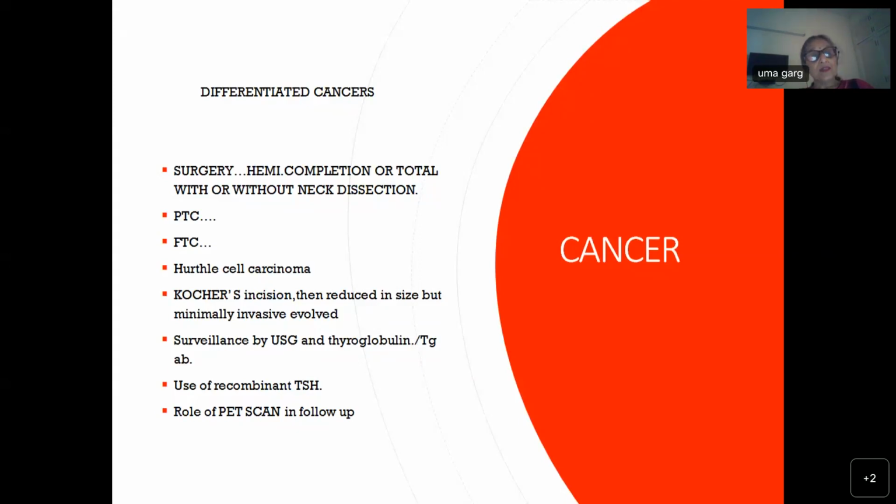Hurthle cell carcinoma is another variety, and during today's talk we cannot have a detailed discussion about the surgical part. I will just give an outline about it. Thyroidectomy is usually done as an open thyroidectomy, which was done and is still being done. Initially it was a big incision, but now we can do it with a reduced or smaller incision. And now there is also evolution of minimally invasive techniques with a very small incision.